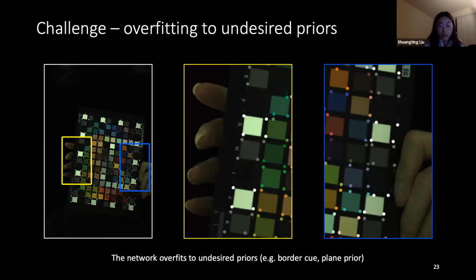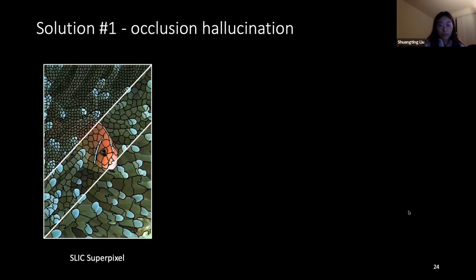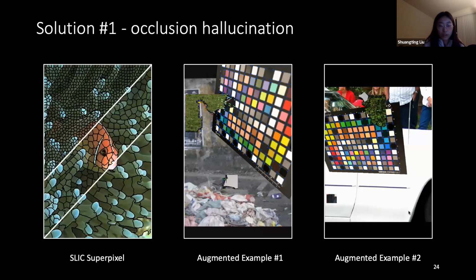After doing those two things, we found that the result is better, but it still has some failure cases when the occlusion exists. We think that this is because the network overfits to some undesired priors. For example, it used some border clues, or it assumed the color checker is a perfect plane, but actually it's not always the case. So that's why we continue to do some augmentations.